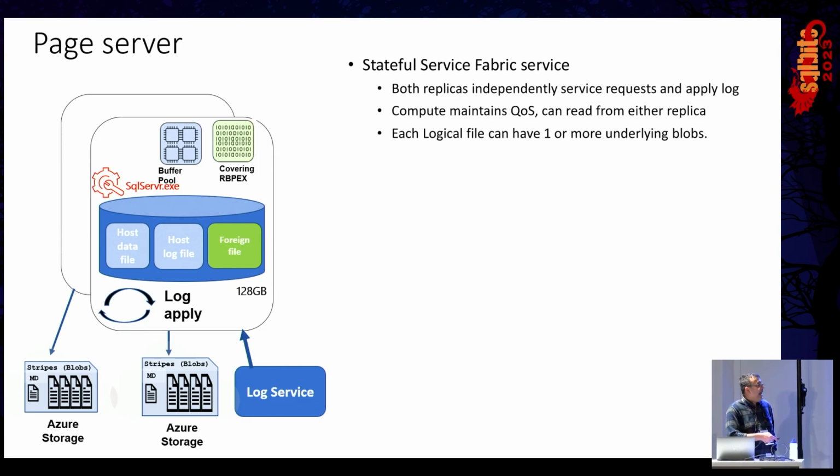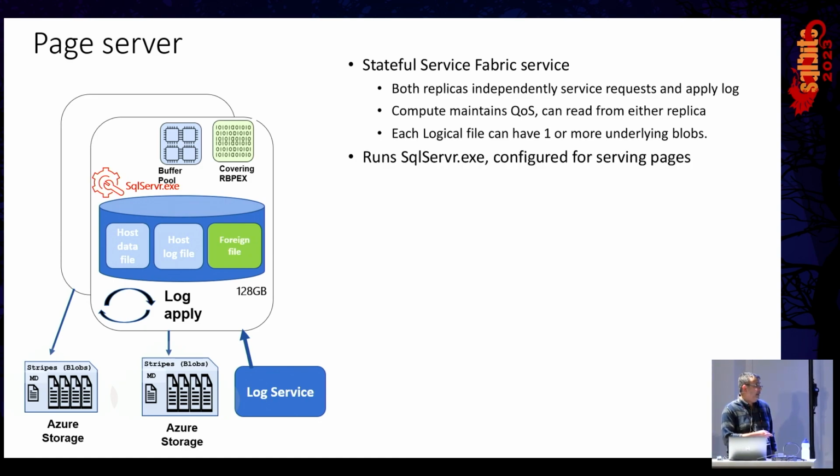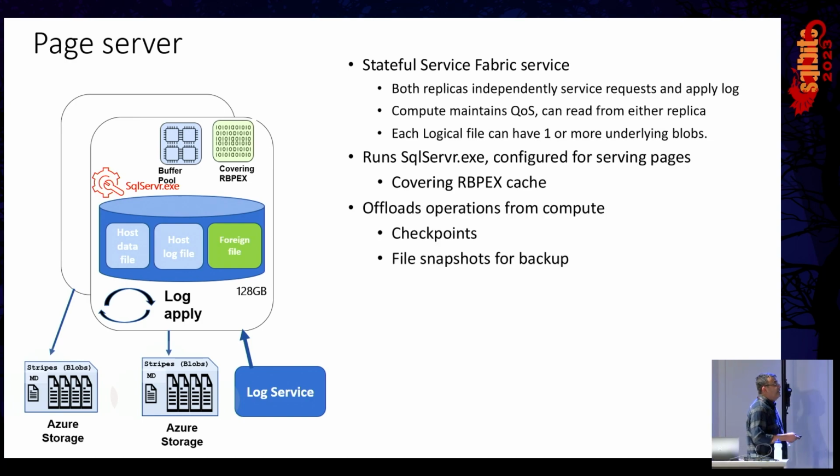At the back end of this, you actually have a bunch of blobs. So even if this is a 128 gig chunk, it is chunked for durable storage into multiple blobs, right? And the log service then applies any change that compute makes to keep this chunk up to date with the latest DML that you're doing. So that's page server.